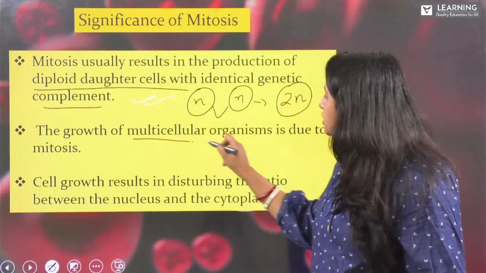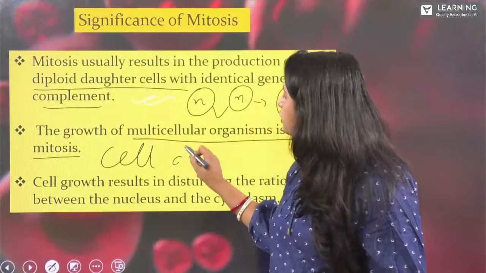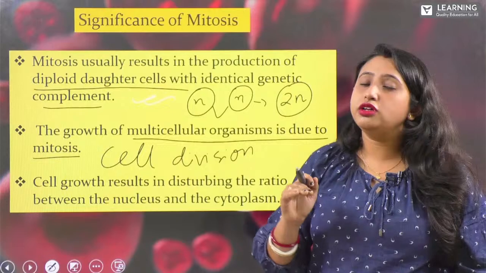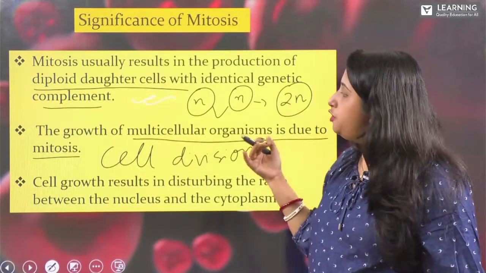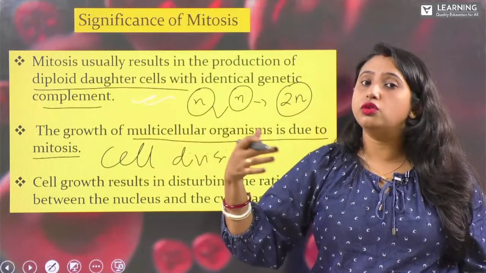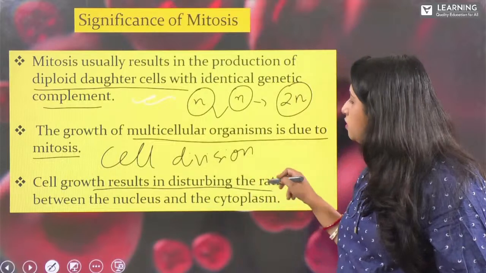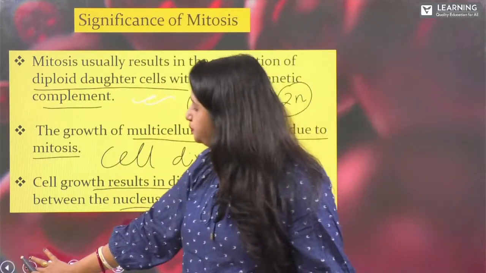And the growth of a multicellular organism is due to mitosis. That is, it leads to cell division. Because of cell division, what happens? The organism will be growing, right? So in that process, the growth also takes place, and the cell growth results in restoring the ratio between nucleus and the cytoplasm.